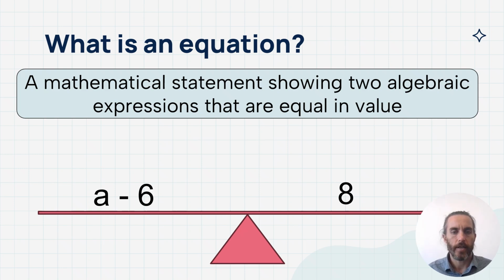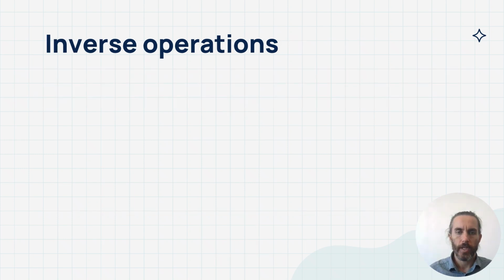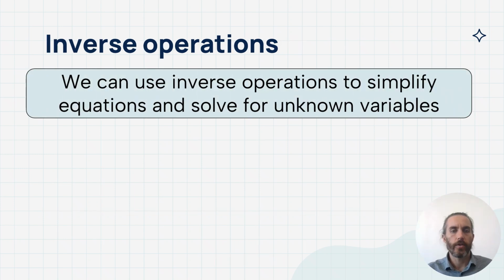Let's apply the inverse to minus 6. So we're going to add 6 to both sides. And now if we simplify that, we get a equals 14. So we didn't know what it was before, and we applied some inverses and got that. So we can use these inverse operations to simplify equations and solve for unknown variables.